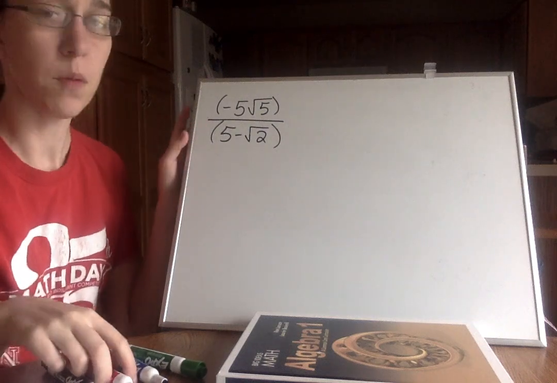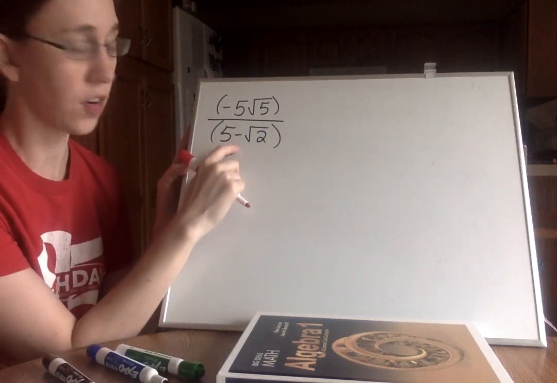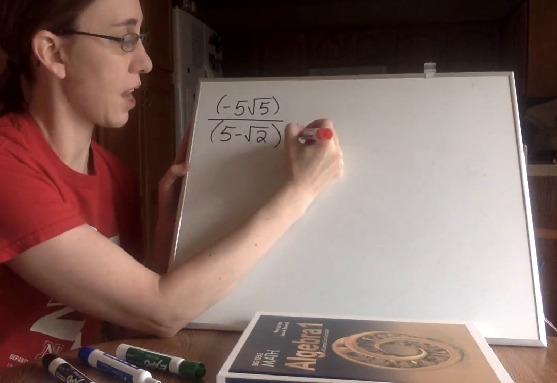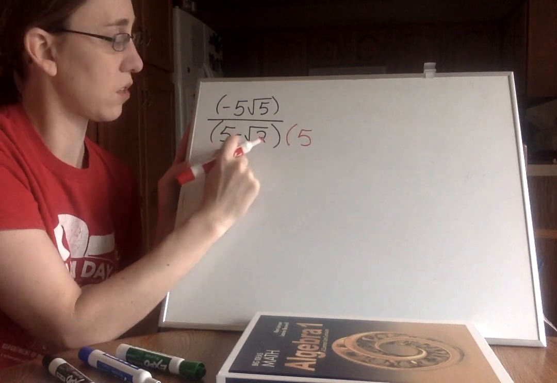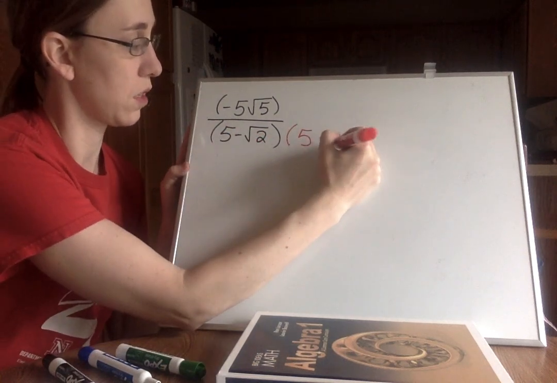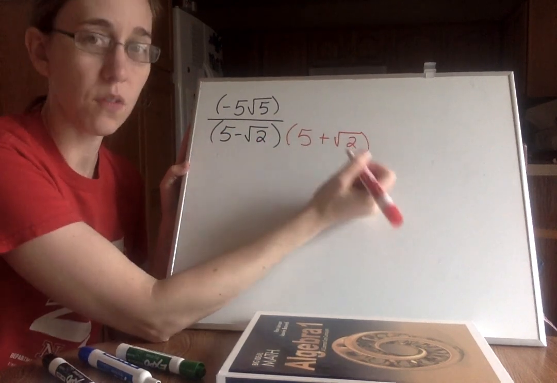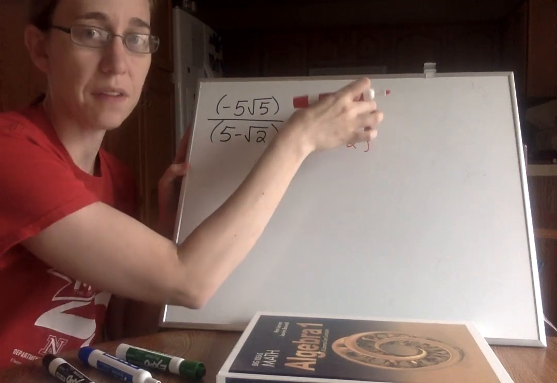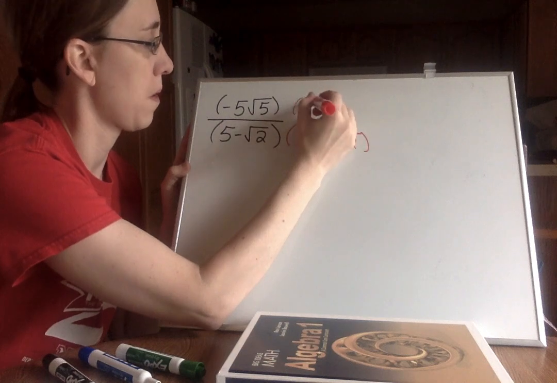So here's our problem. We need our conjugate. The conjugate goes based off this denominator, and we write it exactly the same, but we change that sign. So instead of minus, we turn it to plus square root 2. And remember, when we're multiplying, rationalizing, whatever we do on the bottom, we have to do on the top as well.